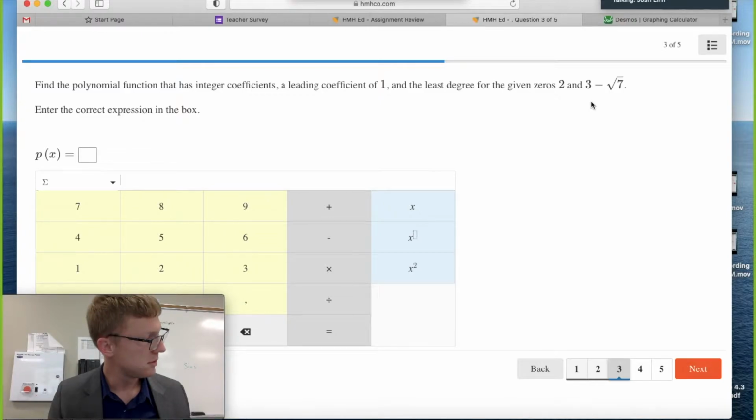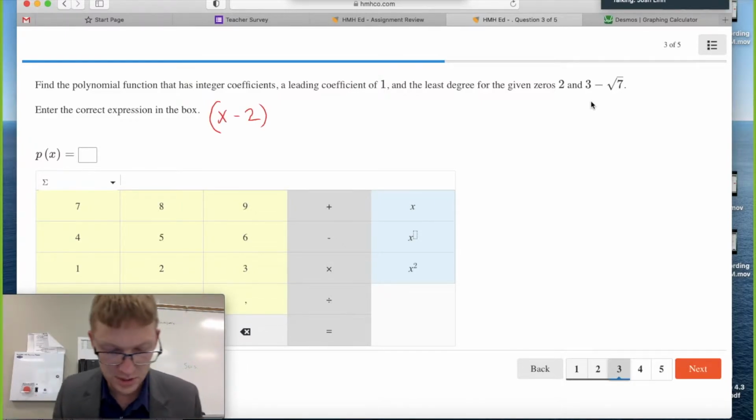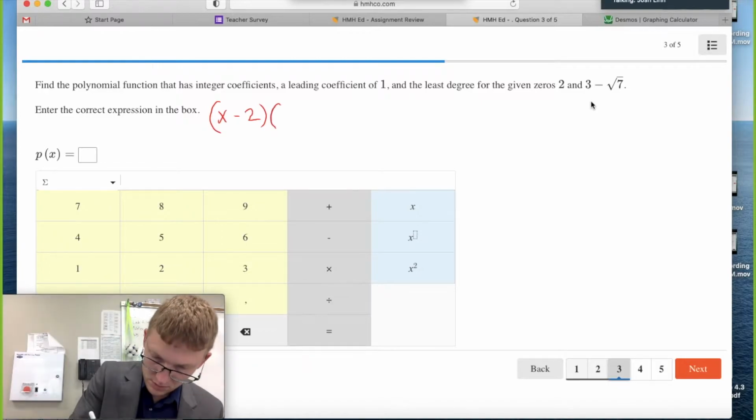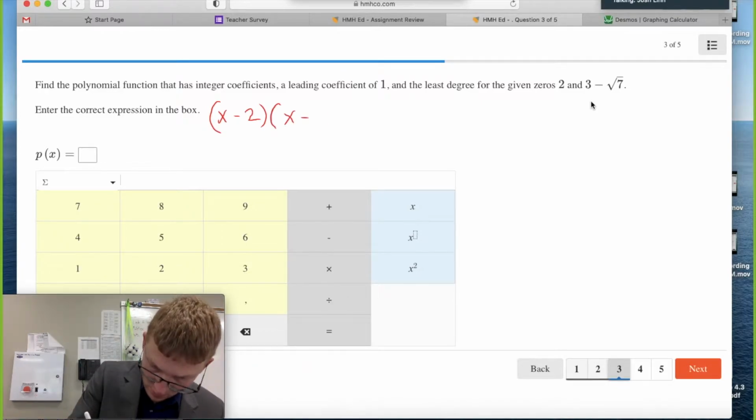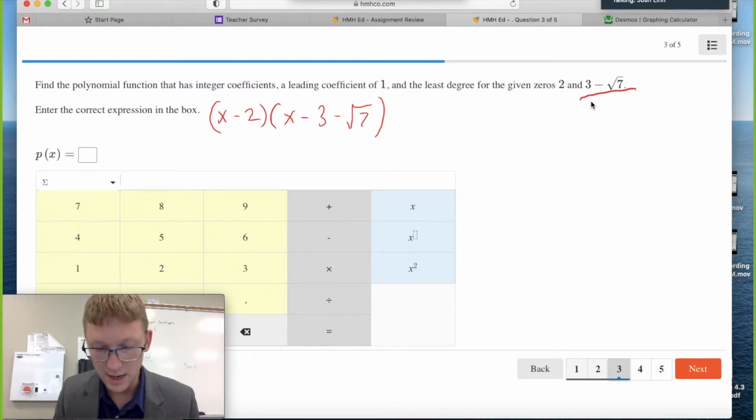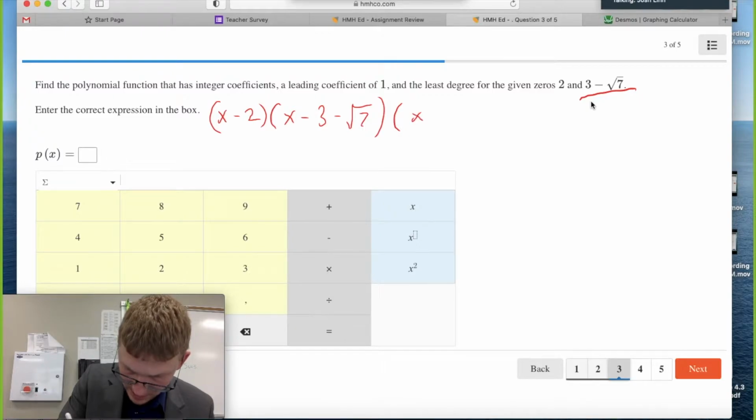So here we go. First one's easy, quote unquote. It's 2, so x minus 2. Remember, when we plug 2 into that, it should equal 0. Next one is 3 minus square root of 7. So again, we're not doing anything weird just yet. But since it is an irrational number, we also need to multiply by the conjugate. So in this case, it is going to be x minus 3 plus square root of 7.